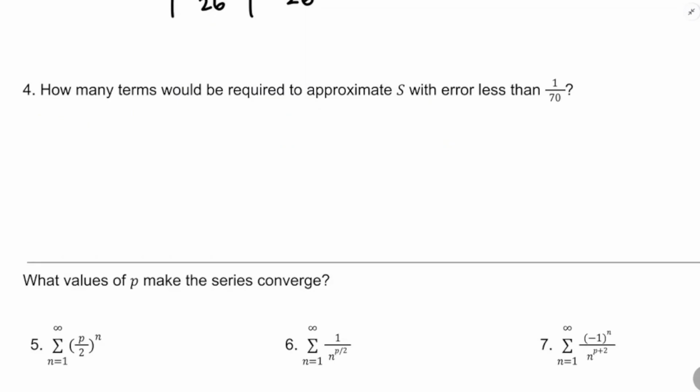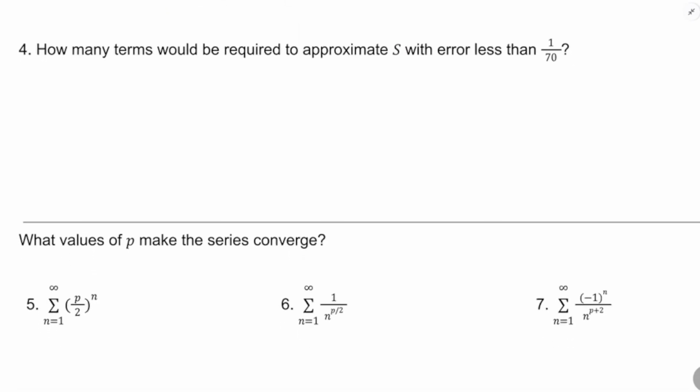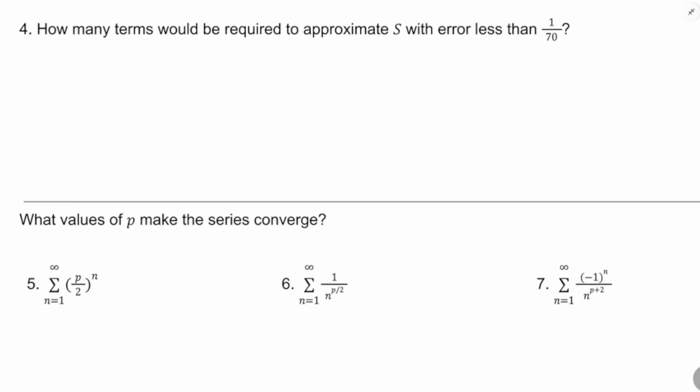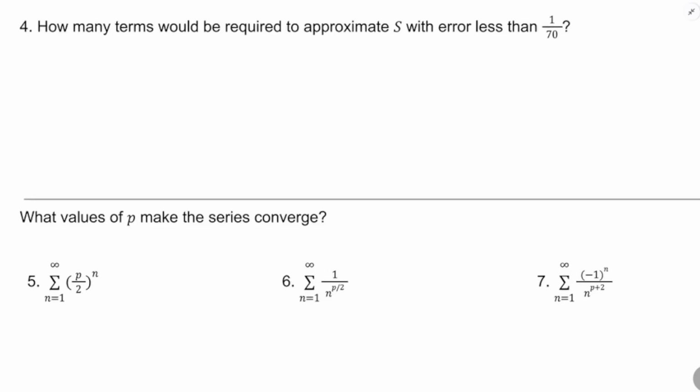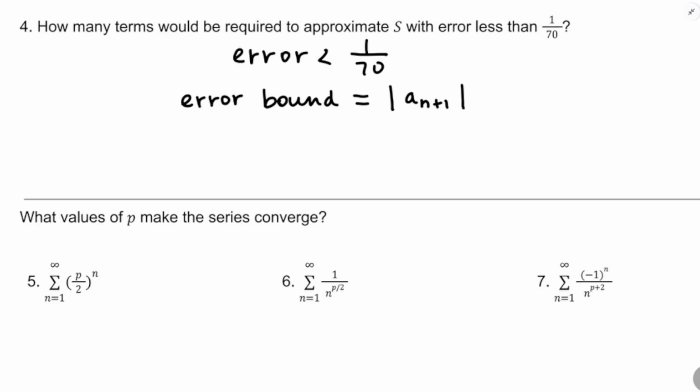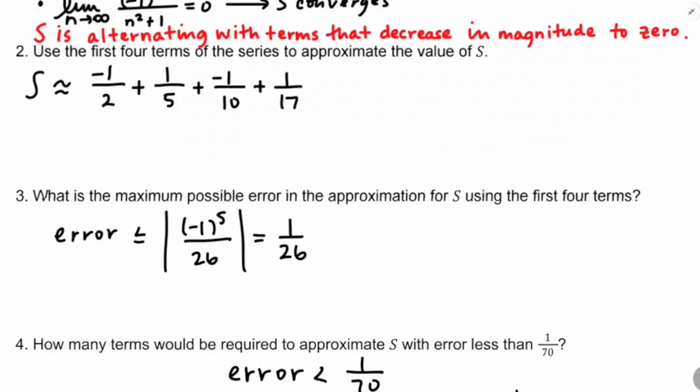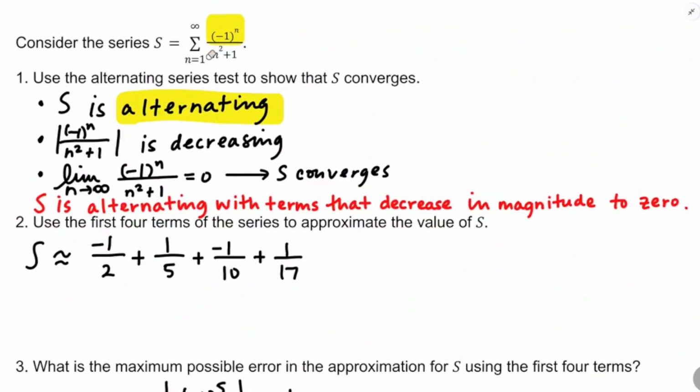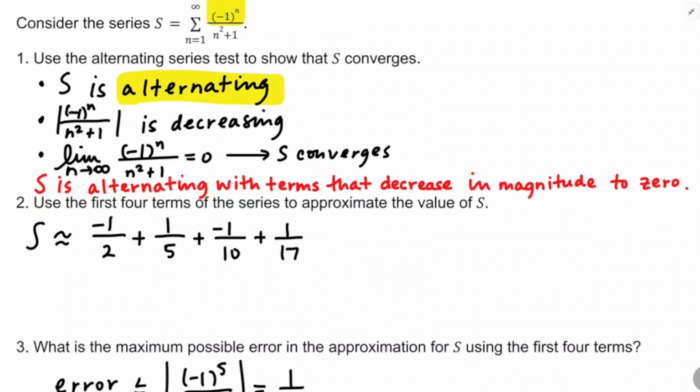Now, if we needed to solve this one algebraically, I've never really liked the way I solve these. I've never really come up with a better way. But it says error is less than 1 over 70. So we're going to look for a situation where our error bound first goes underneath 1 over 70. So I'm going to say error bound equals the absolute value of the next term, a_(n+1), and we need that to be less than 1 over 70. Then I'm going to say, okay, well, I can plug n plus 1 in for n in the formula for S.